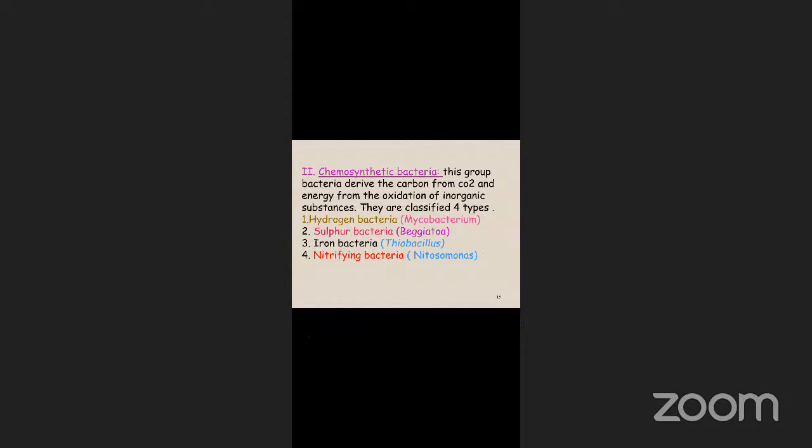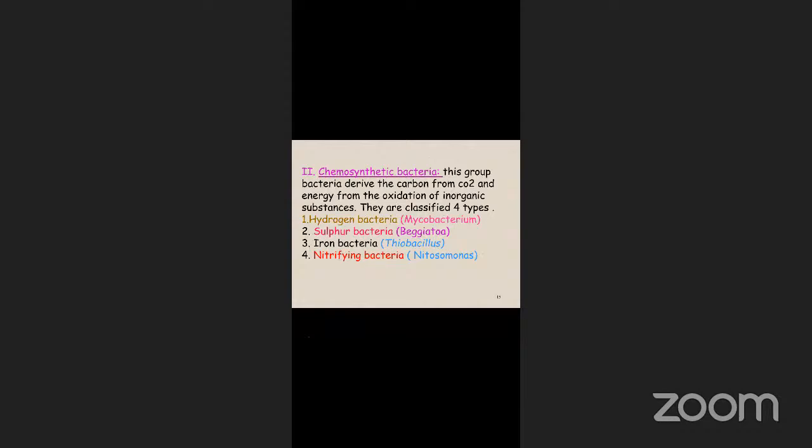Next, sulfur bacteria. The sulfur bacteria obtain energy by oxidizing sulfur, whereas hydrogen bacteria oxidize hydrogen. An example is Beggiatoa, which oxidizes H2S and stores elemental sulfur as granules in filaments. Another example is Thiobacillus, an example of sulfur bacteria.